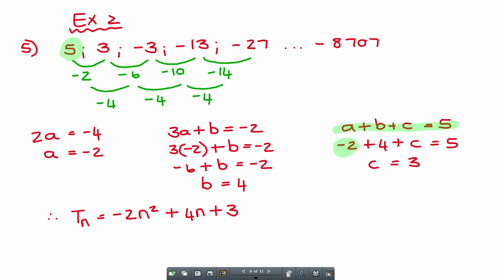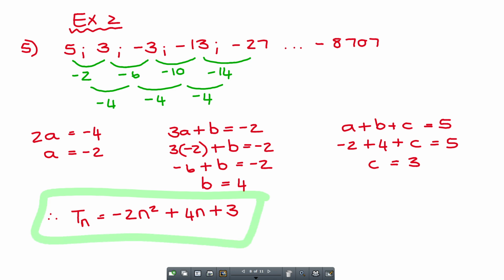Please do not stop there. Jy het nou al hierdie bits and pieces apart gaan uitwerk. Go put it together and tell me, term n is equal to minus 2n squared plus 4n plus 3. Onthou jou a-waarde is mos altyd die een wat voor n kwadraat staan. The b value is the coefficient of n, and that constant number is your c value. Enige vrae?